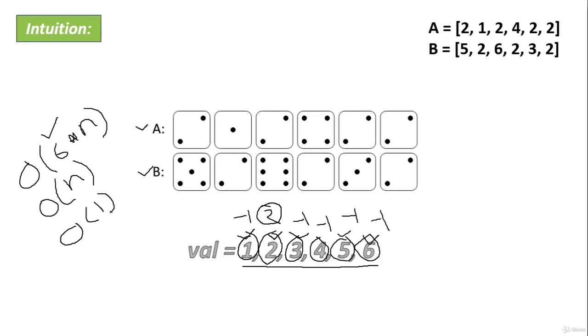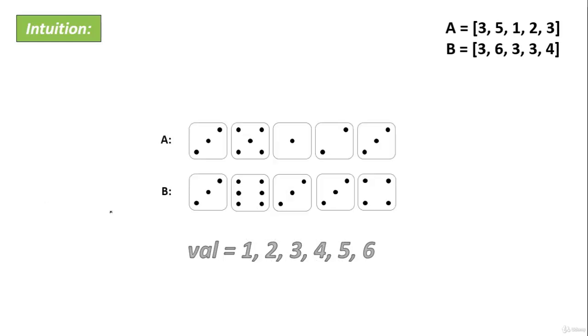For better understanding, let's take another example. If we have these two arrays A and B, they are represented like this, and here we have values 1 2 3 4 5 6. First we have value 1. For value 1, we're going to find out the minimum number of rotations we can make between A and B such that all the values in the array A are 1 or all the values in the array B are 1, and there is no such rotation, so we'll return -1.